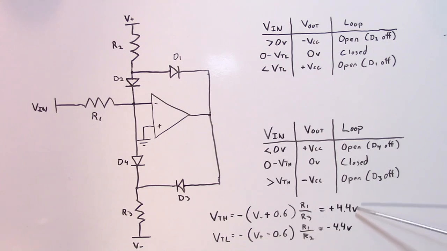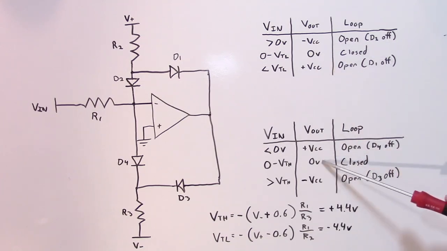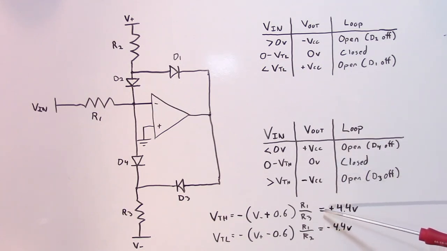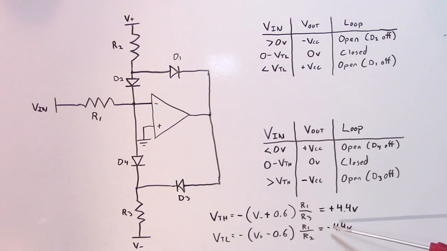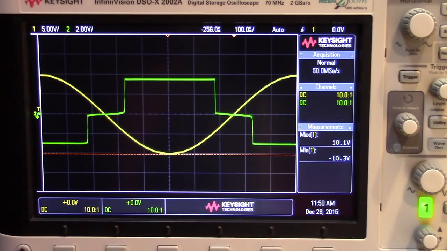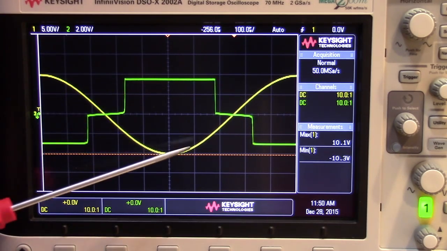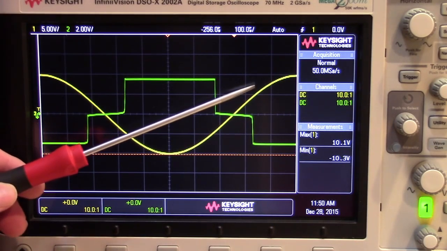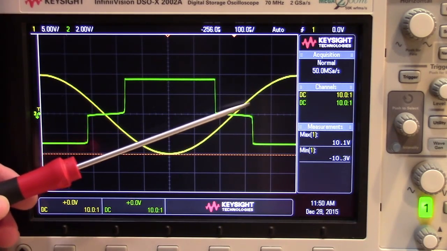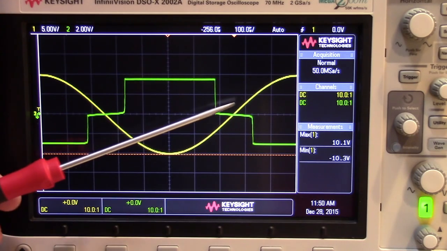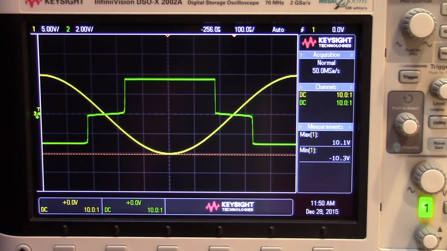And in between, the output is going to be driven to 0 volts by one of these two feedback loops, depending on if my voltage is between 0 volts and my positive trip voltage, or 0 volts and my negative trip voltage. And we can see exactly that on the scope. As my input goes down below negative 4.4 volts, the output from the op-amp goes high. Once I come up above positive 4.4 volts, the output goes low. And in between, the output is 0.